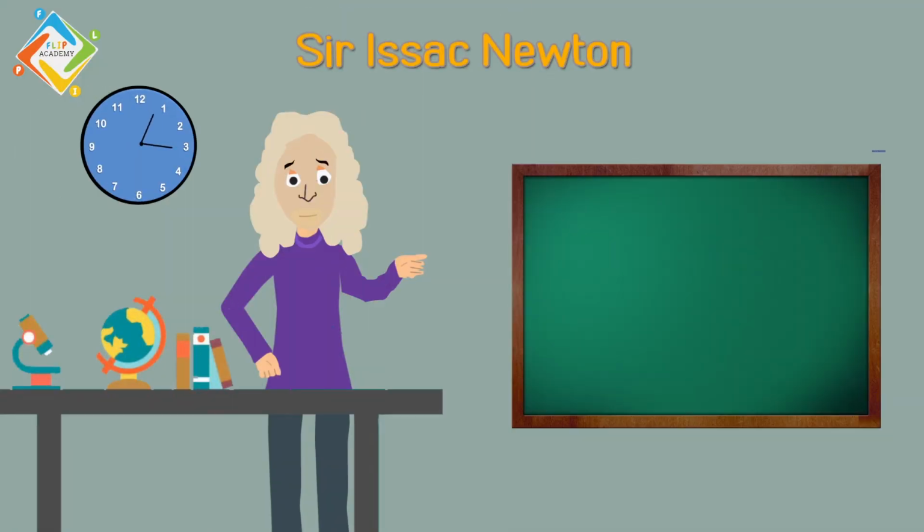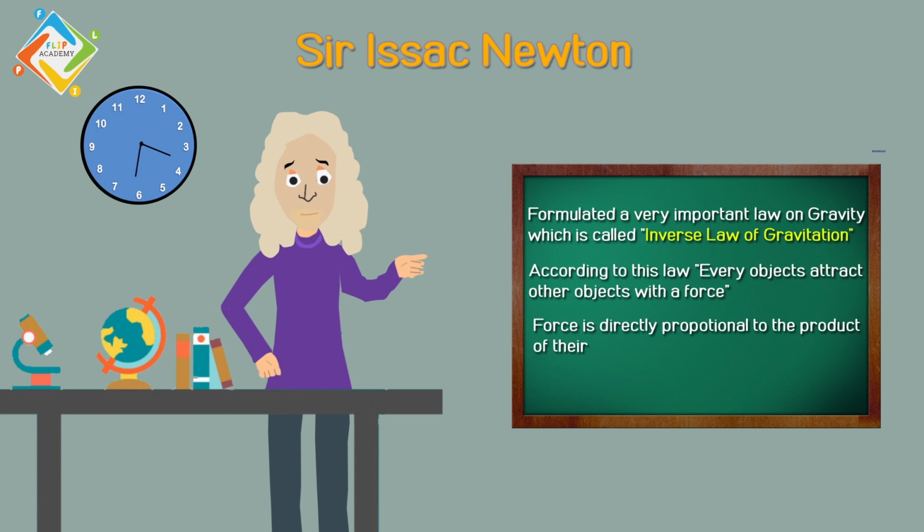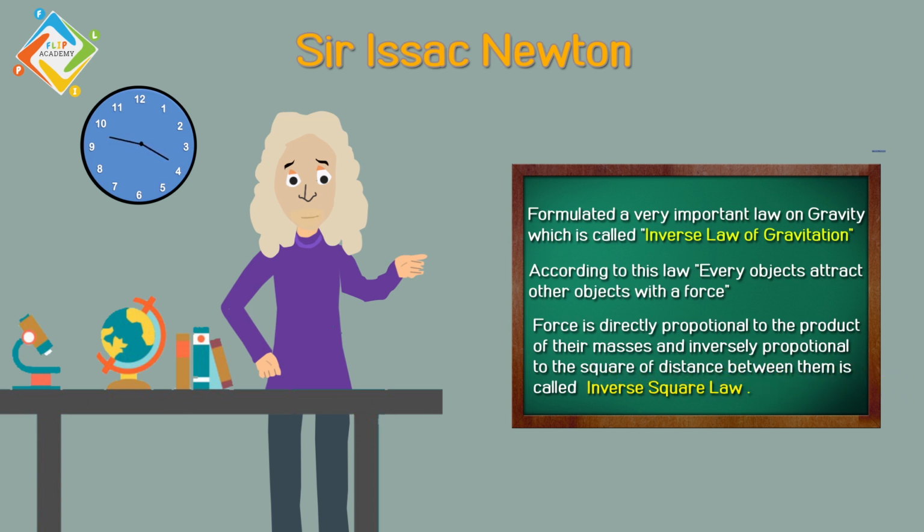Sir Isaac Newton formulated a very important law on gravity, which is called the inverse square law of gravitation. According to this law, every object attracts every other object with a force which is directly proportional to the product of their masses and inversely proportional to the square of the distance between them. This law is also called the inverse square law. According to the use of inverse and square in this expression, the name is justified.